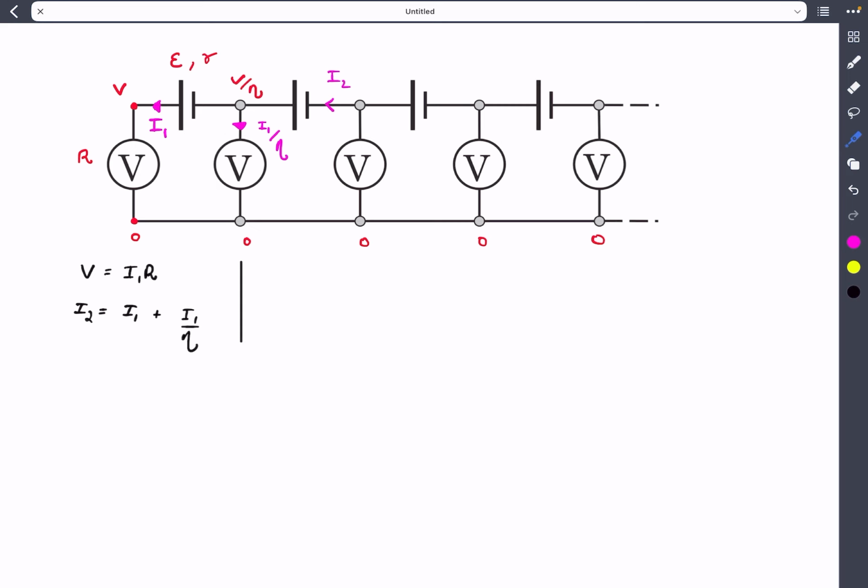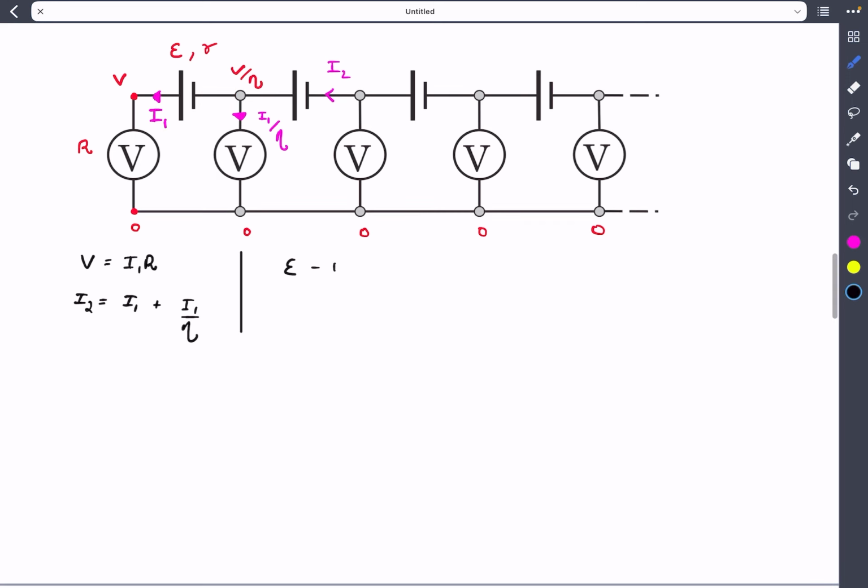Now what I'm going to do is apply KVL in the first loop in the counterclockwise sense. Let's say we start from this particular point, and as we move towards the left, we see a rise in potential across the terminals of the battery, and the rise is equal to E. But there is also an internal resistance of small r. So we have a potential drop of I1 multiplied by r. So E minus I1 times r.